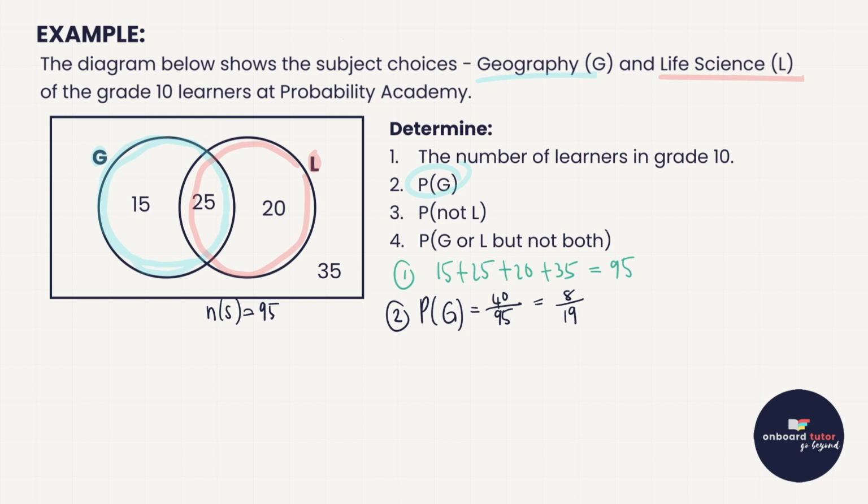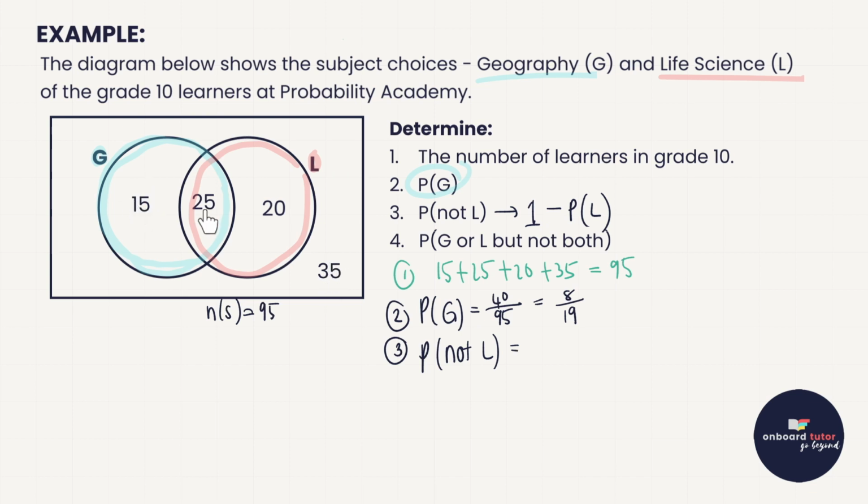Or, if you remember from our previous video, we could say this is 1 minus the probability of actually taking life science, and then work it out from there. And either way, we will end up at the same answer. I think I'm going to do the first method because it is as straightforward. So the probability of not taking life science is 15 plus 35.